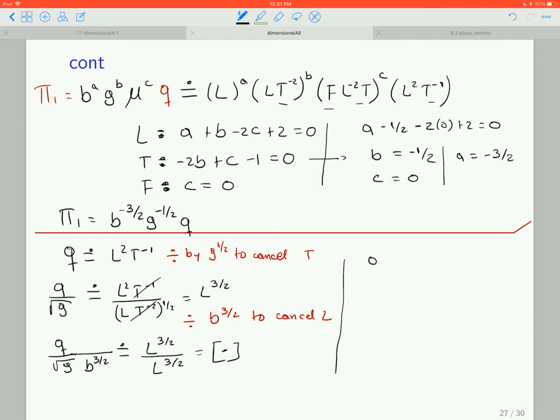So we put everything together, so we have that pi 1 is equal to Q divided by g to the 1/2, b to the 3/2. Otherwise we can put that in the numerator as pi 1 equal to Q b to the -3/2 g to the -1/2, which is the same result as before.